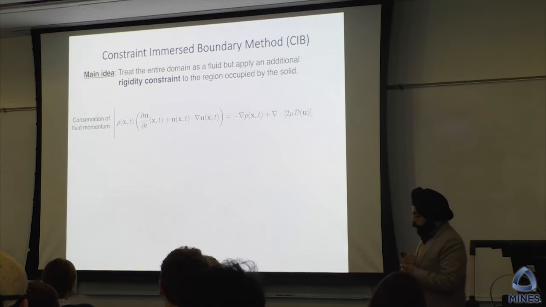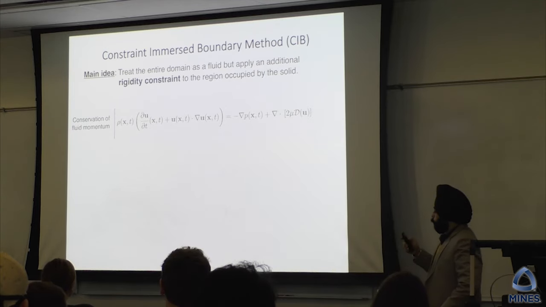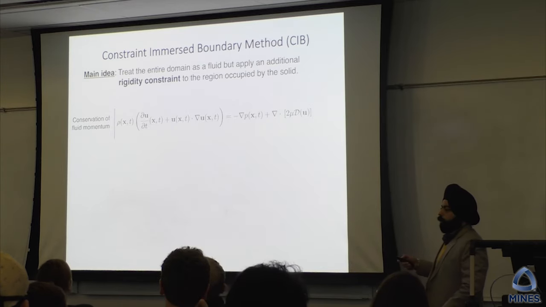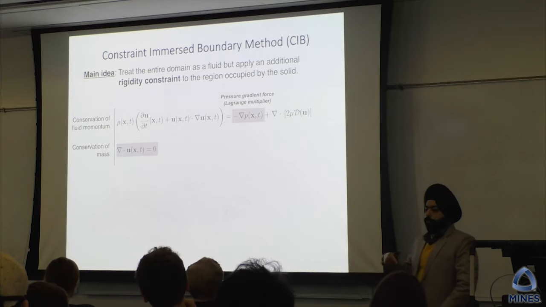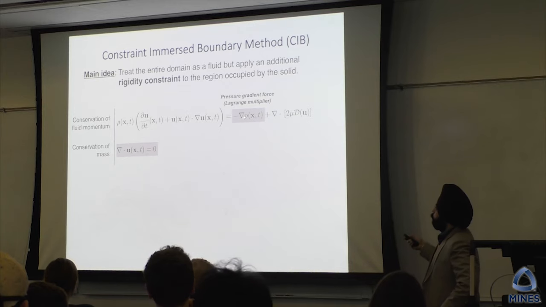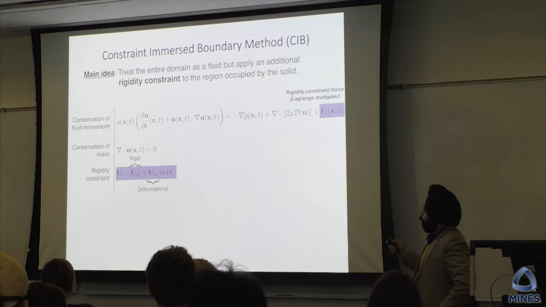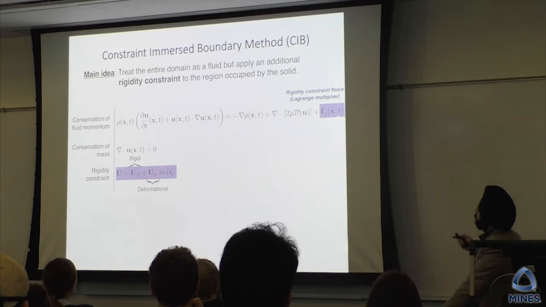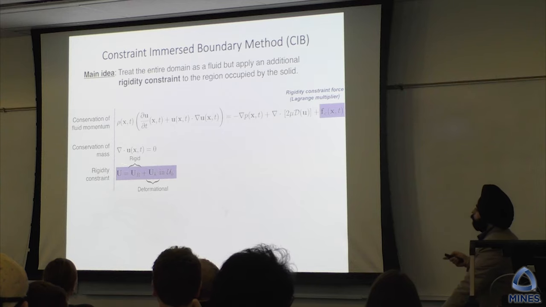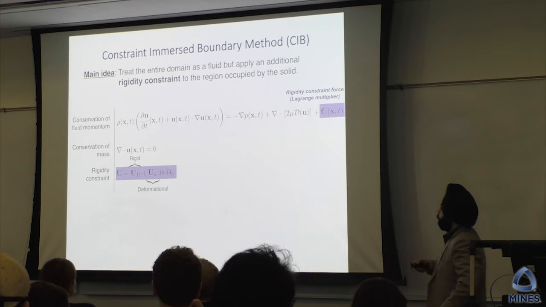Okay, so as an algorithm, how do we implement this rigidity constraint in an efficient manner? We start with the conservation of fluid momentum, and we extend it to the solid domain. So you have your conservation of mass that is satisfied not only by the fluid but also by the solid. Here pressure acts as a Lagrange multiplier that makes sure that the divergence of velocity is zero. Then what about the region of space that is occupied by the solid? So you add an additional body force Fc that makes sure that your solid is indeed moving with the rigid body velocity. So that's the Lagrange multiplier.